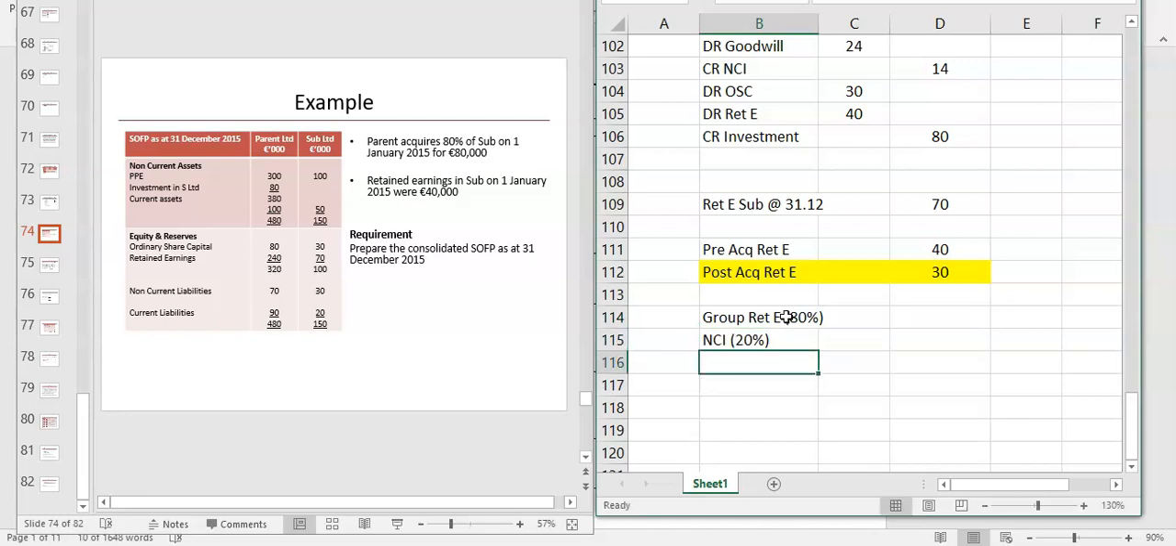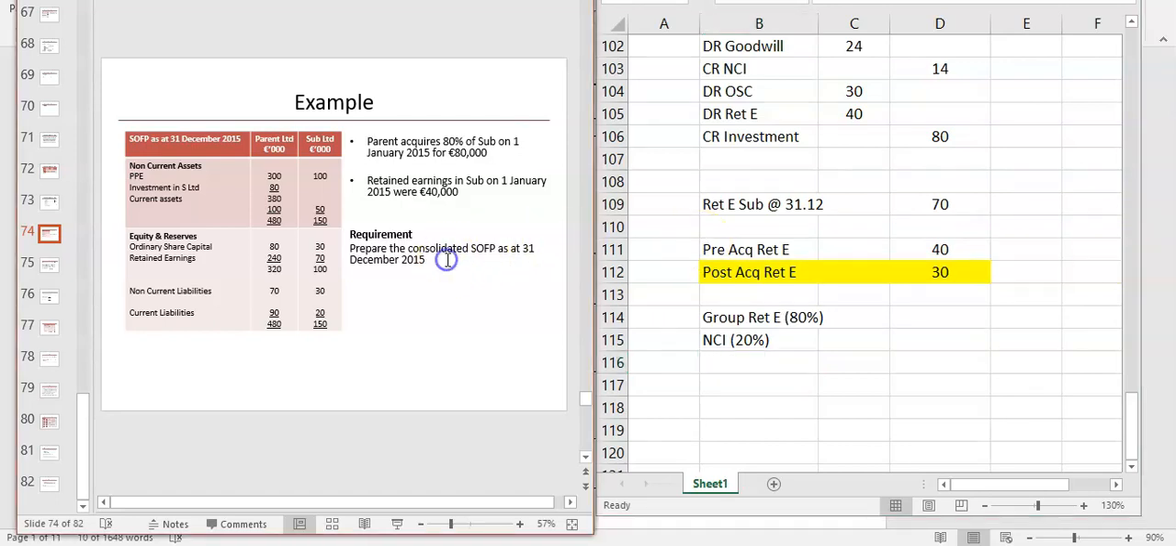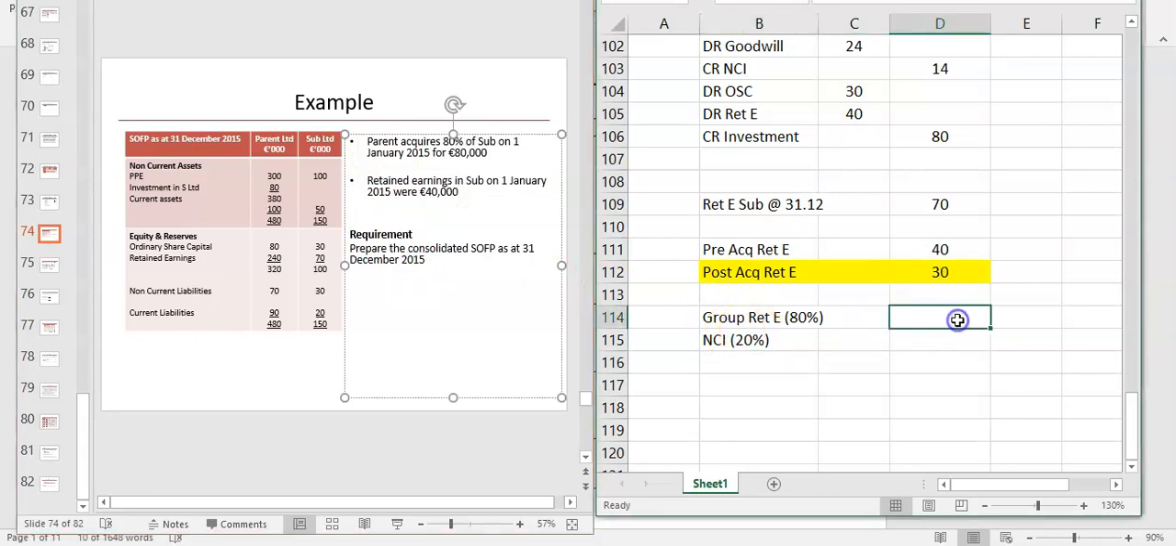So that's important, and this is what we're focusing on in this particular aspect: when the subsidiary makes profits after the date of acquisition, in this case a nice neat 12 months since the date of acquisition, you split it according to the ownership. The group, through group retained earnings, will get 24, and the NCI will get 6, i.e. 20%. So it's important that you understand where those calculations are coming from.